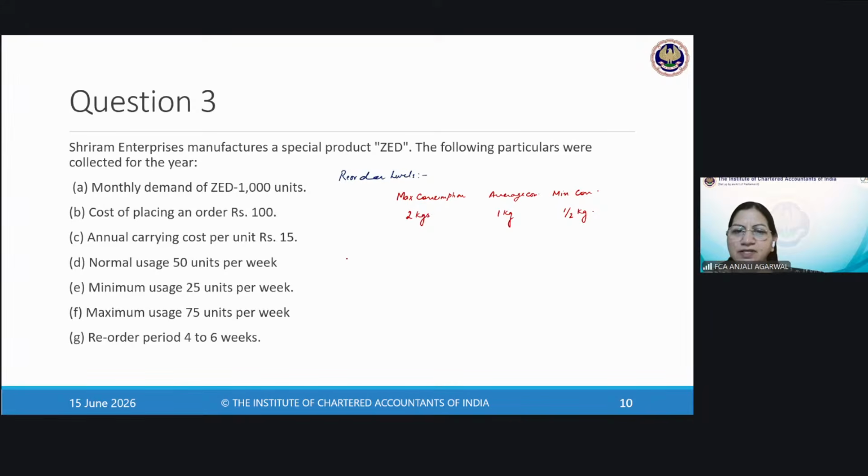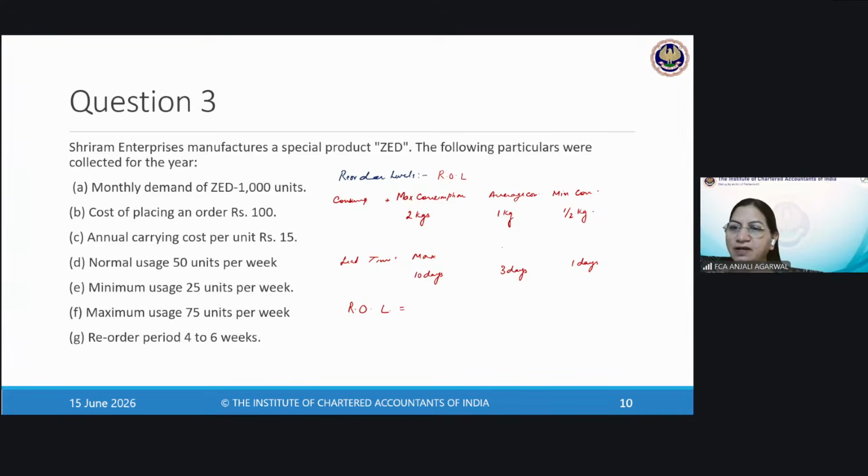Now, how much time does it take to receive these orders? Let's say it takes maximum 10 days. On an average, 3 days, but minimum 1 day. So when should you place an order? Order should be placed in such a way that there is no chance that the stock will be totally zero.